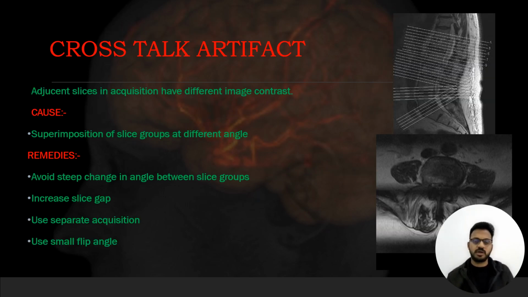Next, we are going to discuss the crosstalk artifact. We see this mainly in spine imaging. This is caused by groups of slices overlapping together. It will cause some dark bands on the image. To avoid this crosstalk artifact, we can reduce the angle between the overlapping slices. We can reduce that overlapping angle, we can increase the slice gap, and we can also use separate acquisitions, maybe in lumbar spine imaging.